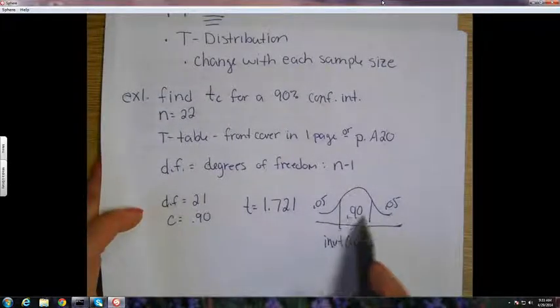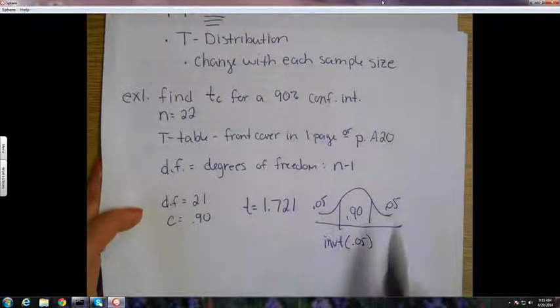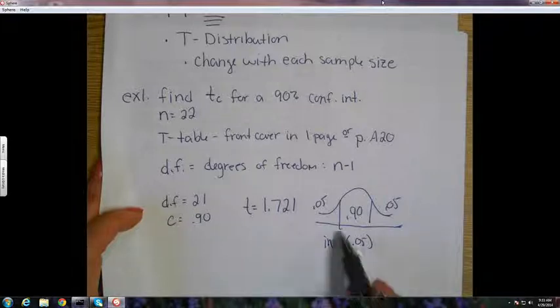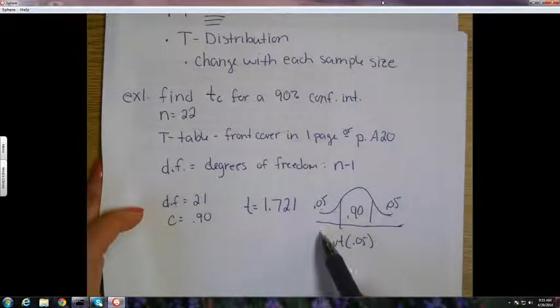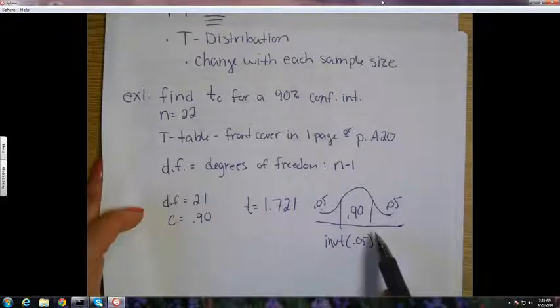Area in the tail. Right here. 90 in the middle, 5 and 5. What does it say? Richard, did you get yours to work? 0.05, invT 0.05. Your calculator's on? It's just invT 0.05, right? And then you have to put it in. And you got to put in degrees of freedom. Oh, okay. Yes, and we just always take the positive, just like the norm we were doing.